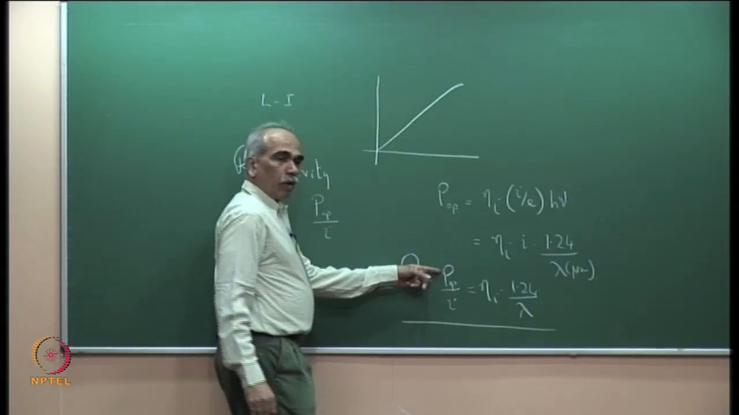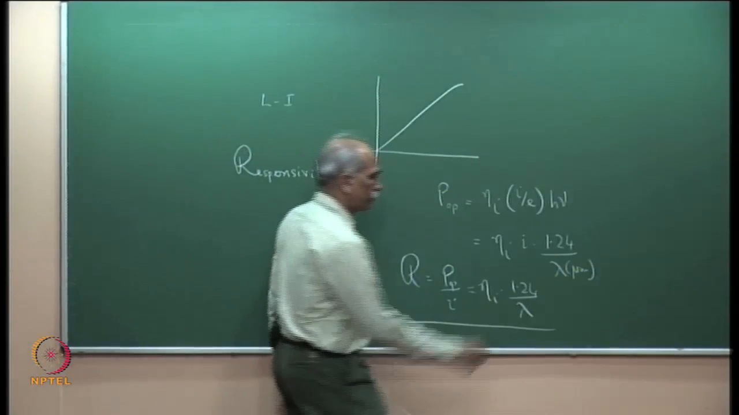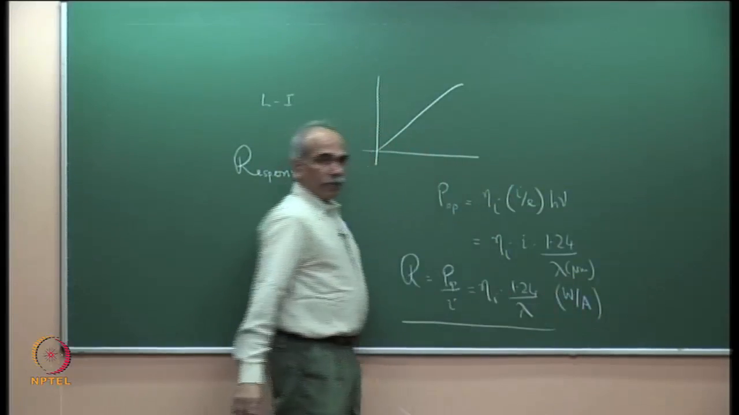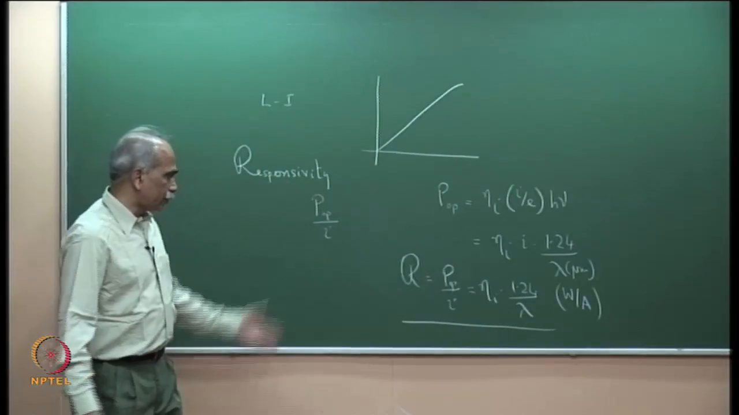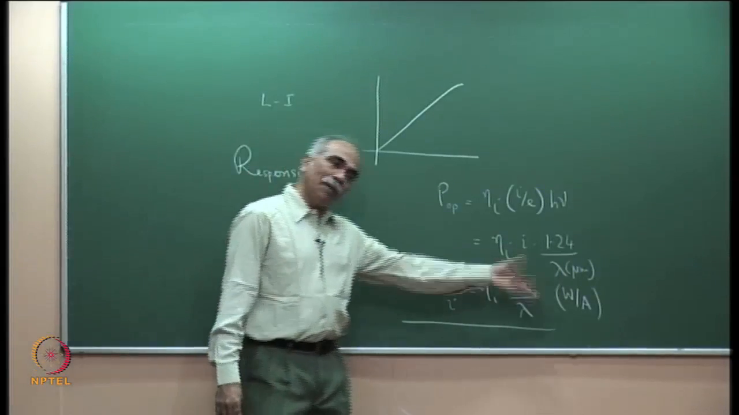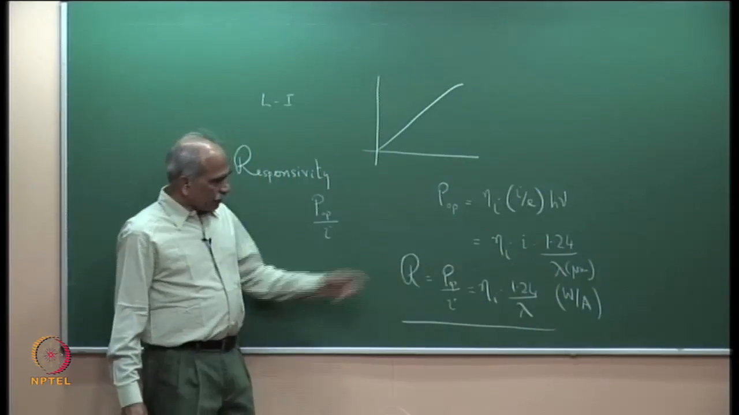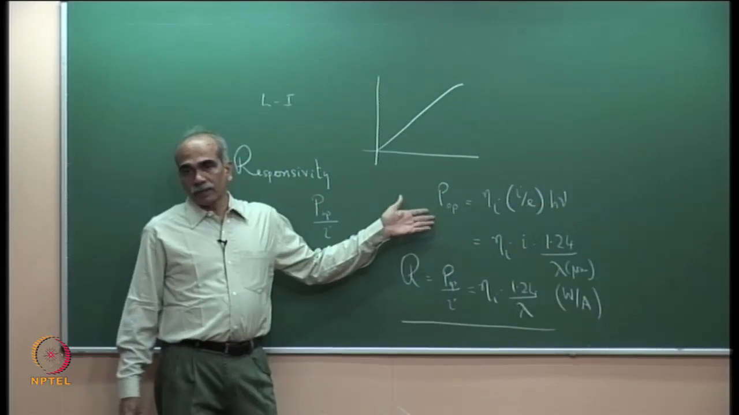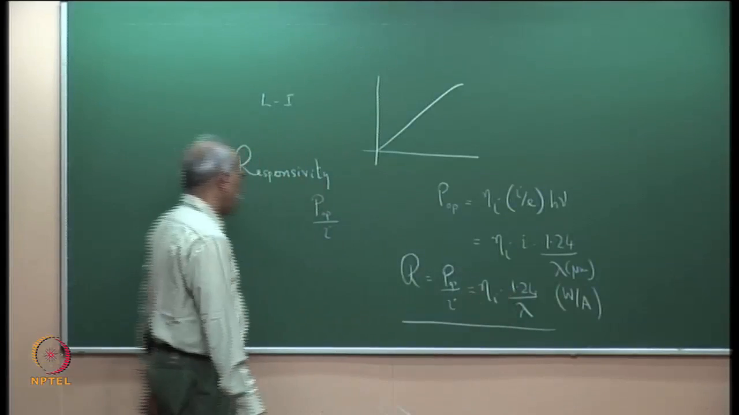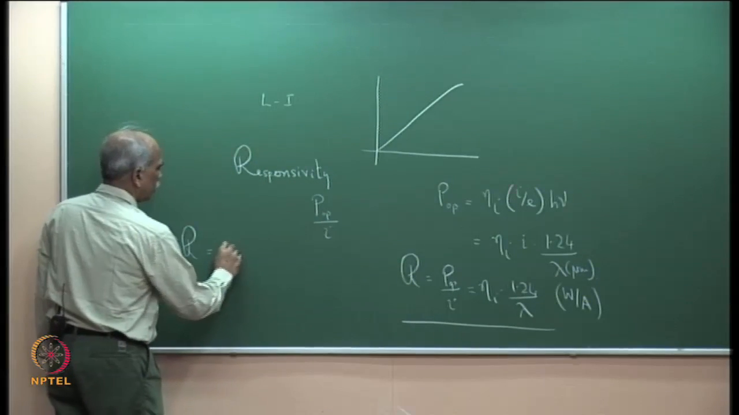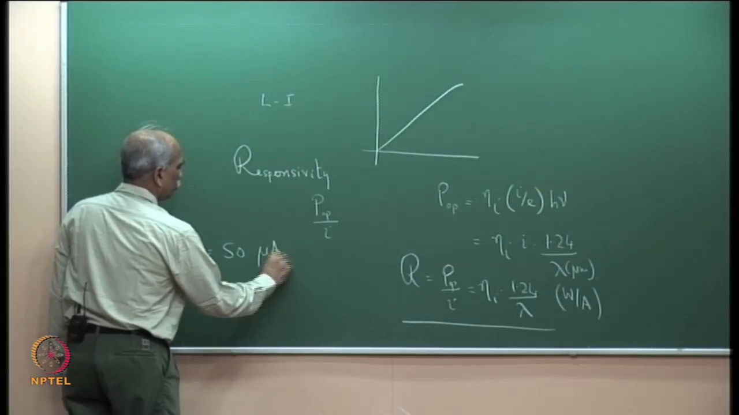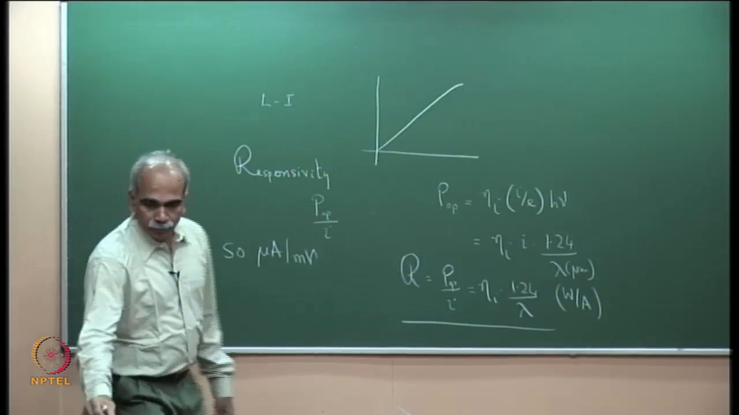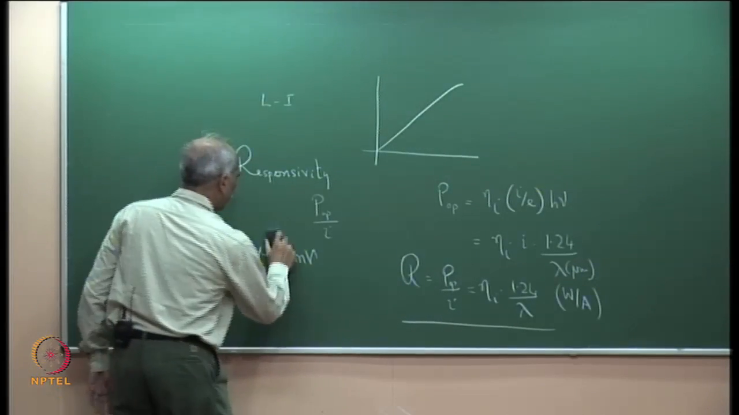The units are optical power by current, so watt per ampere. We will later on see a similar responsivity for detectors, which will be amperes per watt. So it is responsivity because if you pass a current I, what is the optical power generated? So typical numbers like responsivity is, let us say, 50 microwatt per milliampere.